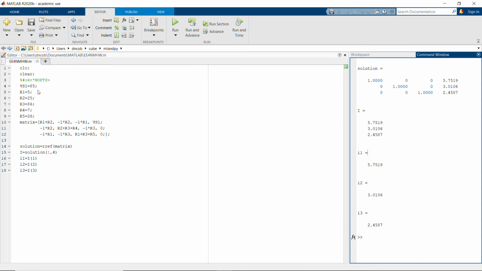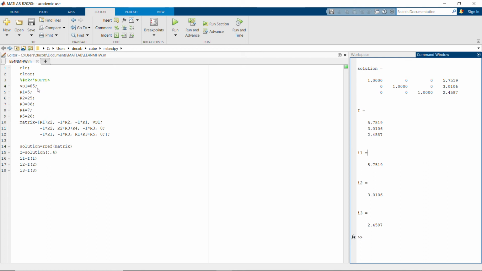And so this is what I was talking about, you can either keep things symbolically or you can just put in the numbers. So here I'm keeping things symbolically. We're making this variable called VS1 and we're putting in 85. And for the rest of the code, whenever it sees VS1, you can just think MATLAB is going to substitute in 85. Same for R1 through 5.